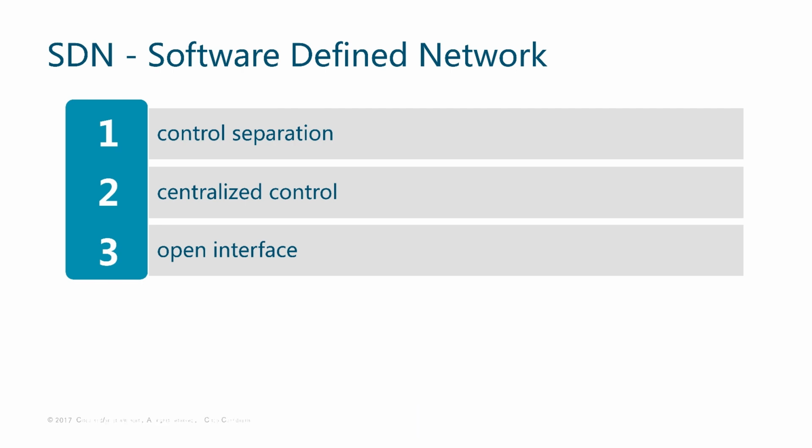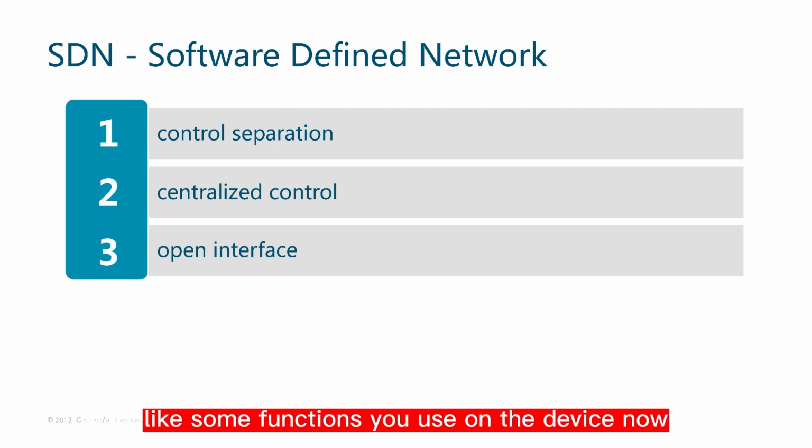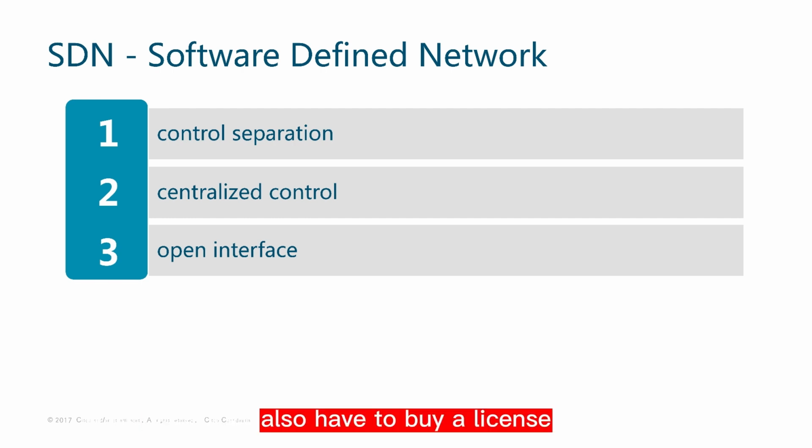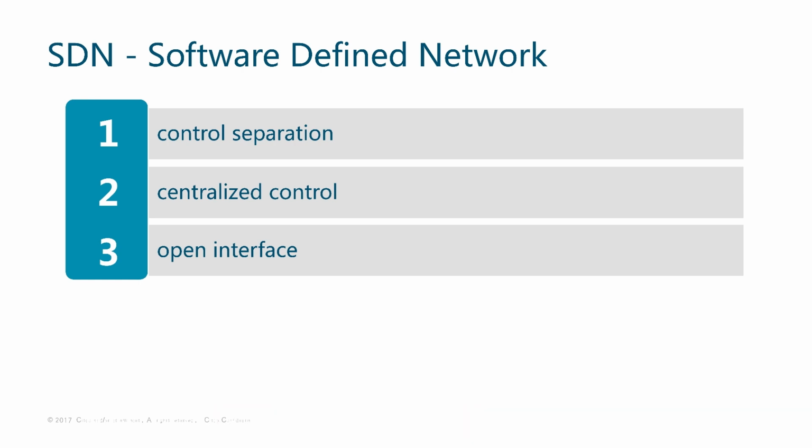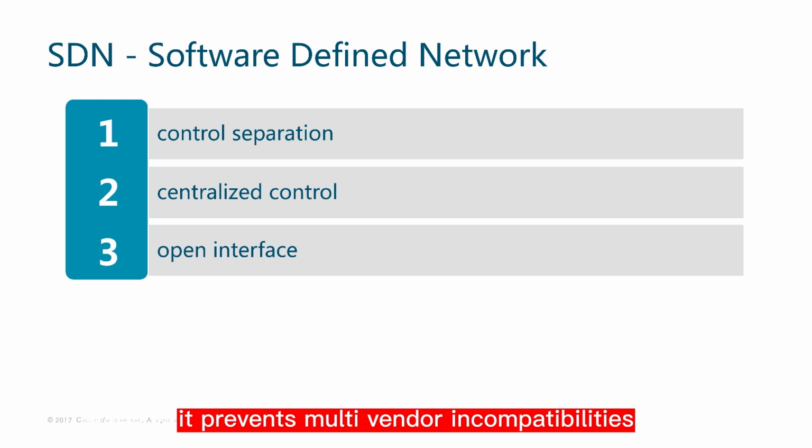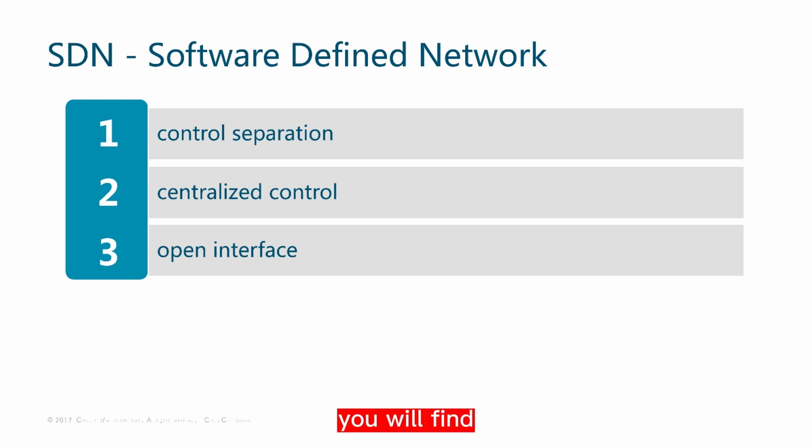Actually not. Like some functions you use on the device now, you also have to buy a license. In the future, these functions are just another way to let you pay to use it. It prevents multi-vendor incompatibilities. You will find SDN is facing this at the current stage.